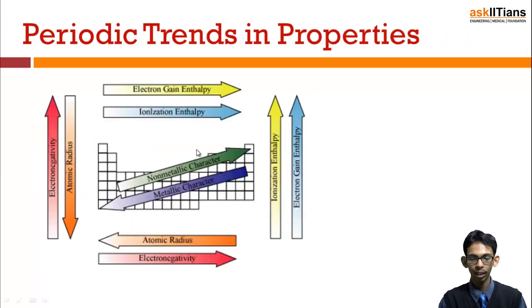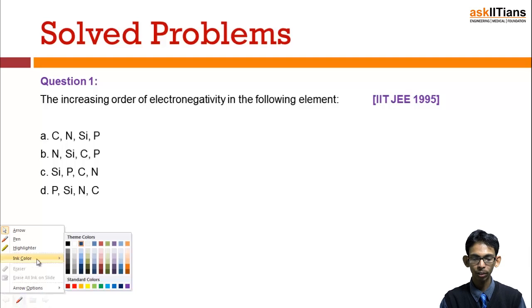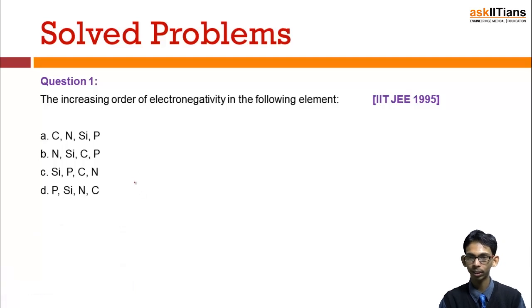Now this is a generalized expression for how the electron gain enthalpy, ionization energy and all the other physical properties vary in the periodic table. Now there are some solved examples based on this. Now, increasing order of electronegativity in the elements. In this we have to find out the increasing order of electronegativity of the elements: carbon, nitrogen, silicon and phosphorus.